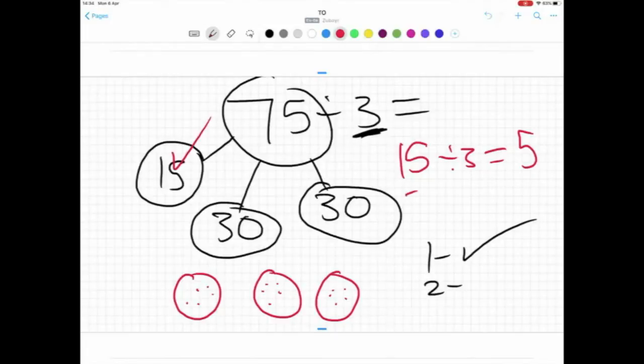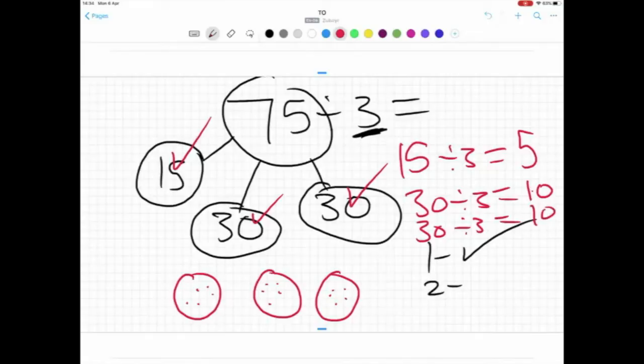Now 30 divided by 3. You're going to be sick of me saying 30 divided by 3 by the end of this video now. 30 divided by 3 is, well done. I'm going to give you a tick so I don't forget. And then 30 divided by 3 again. What does it equal? It equals 10. I know for sure. I've done step number 2.